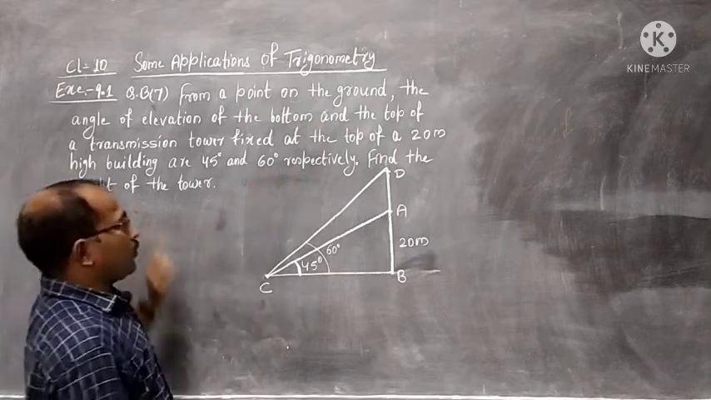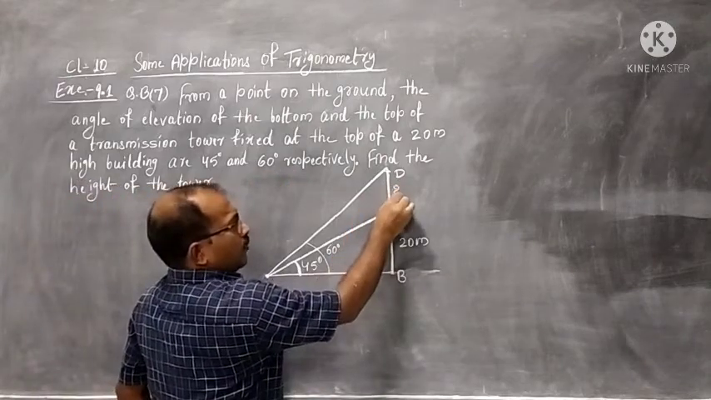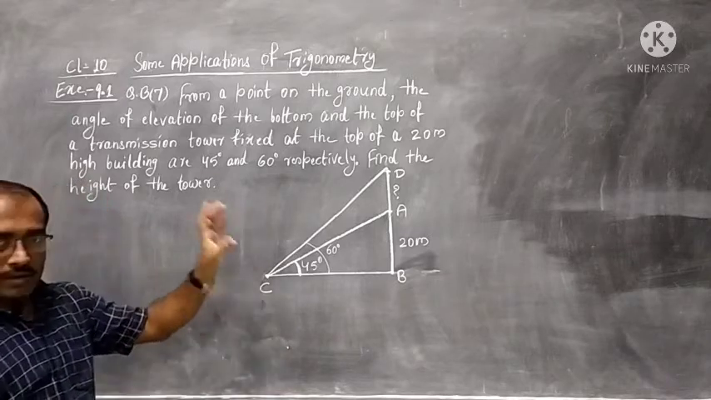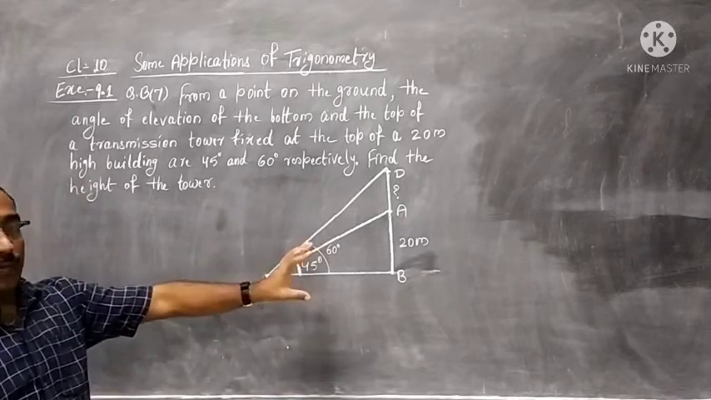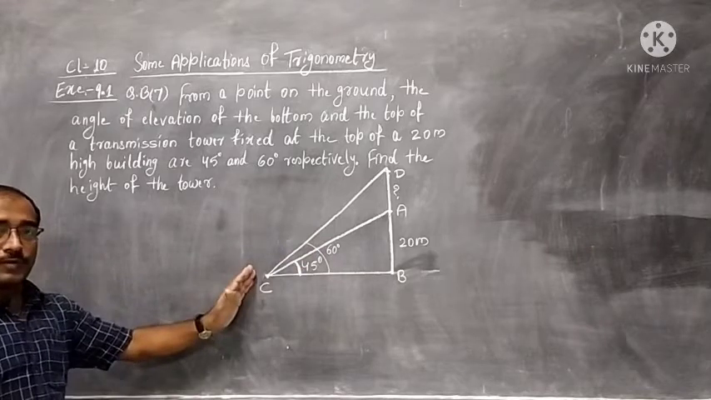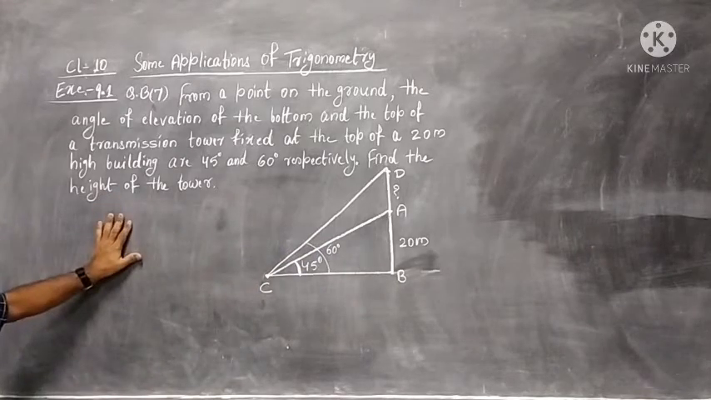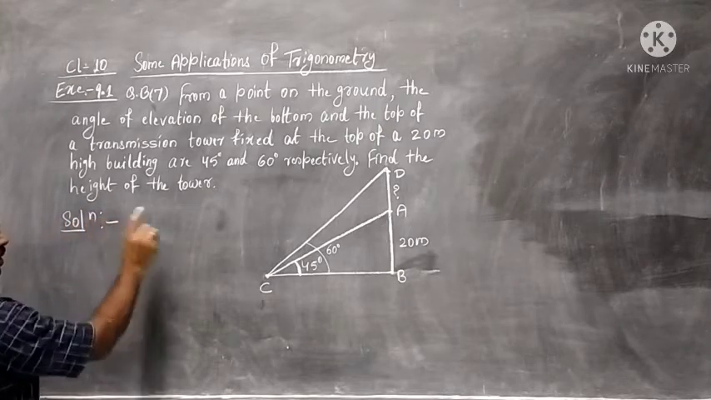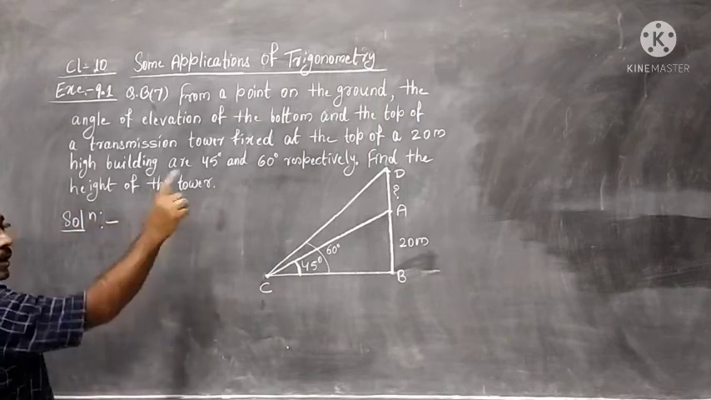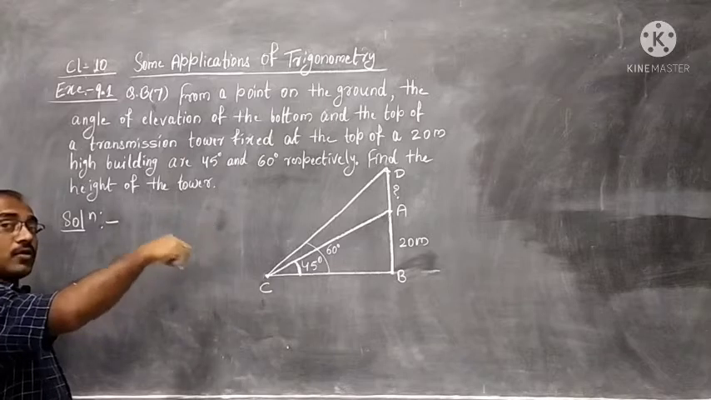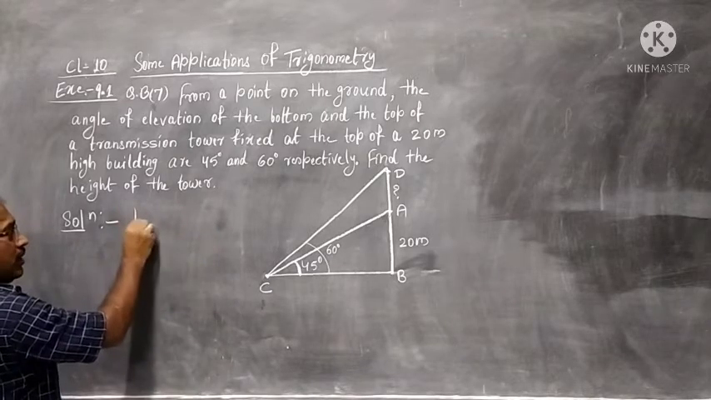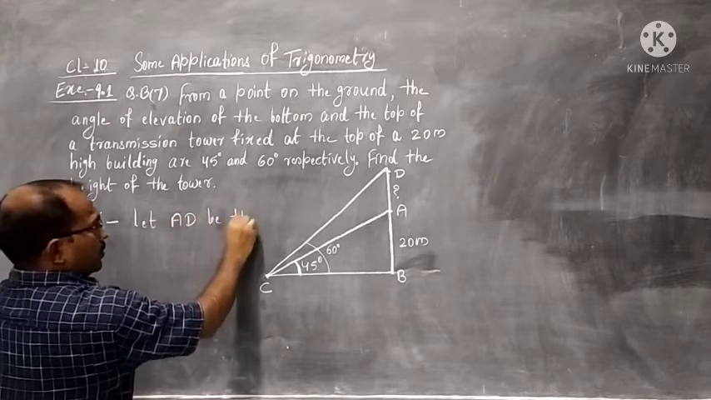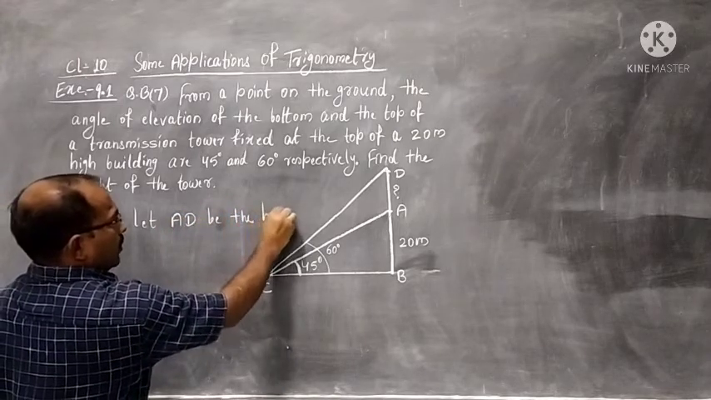Now, find the height of the tower. This AD we have to find out, the transmission tower on the top of the building, C is the point of observation. Let us write the introduction. So, we start: AB be the height of the building and AD be the transmission tower on the top of the building. So, let AD be the height of the tower.